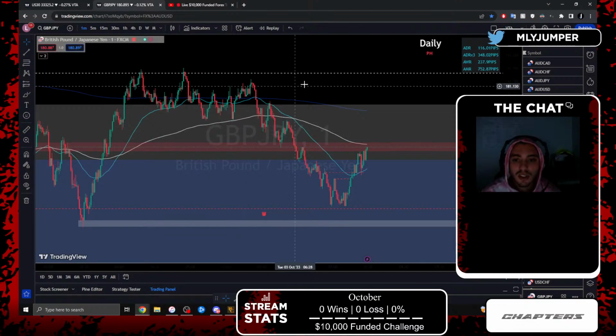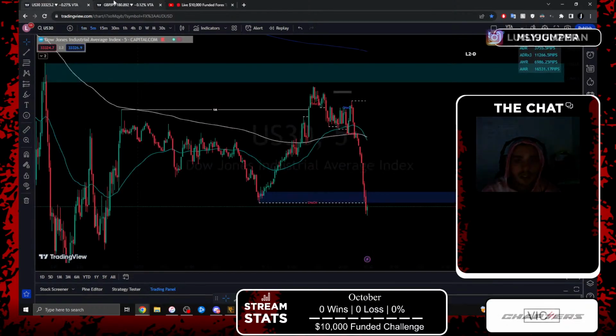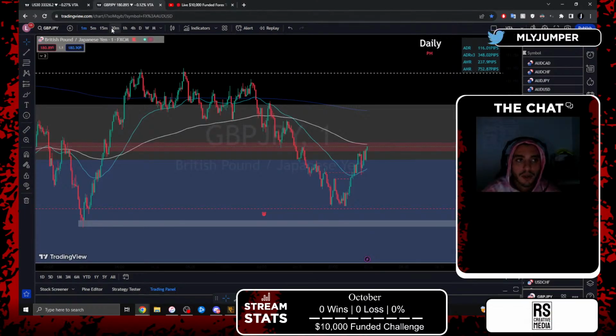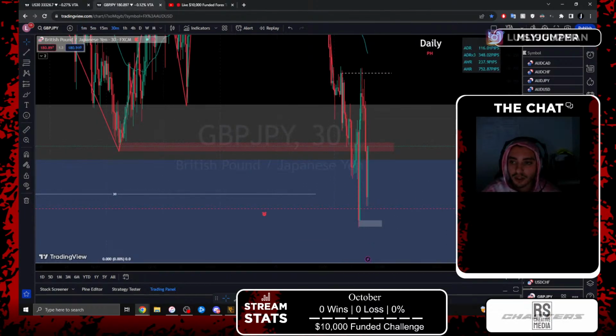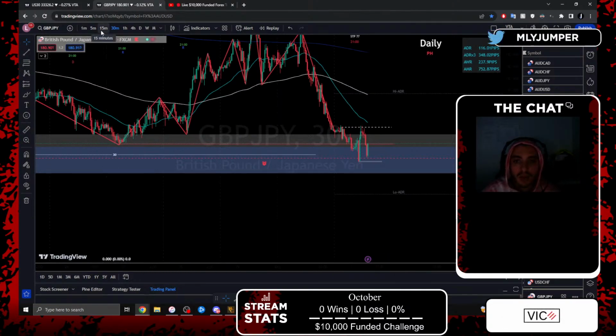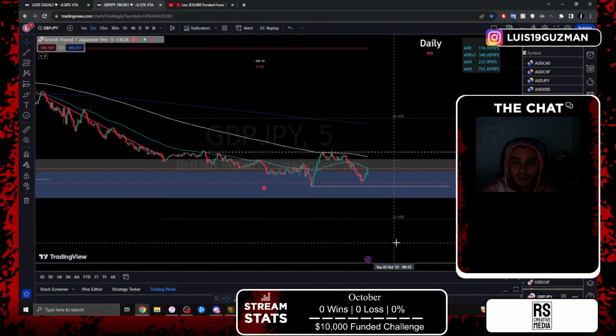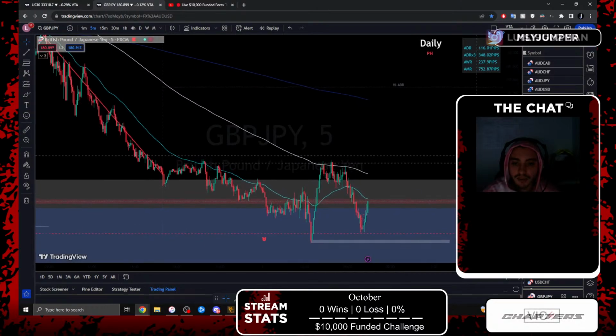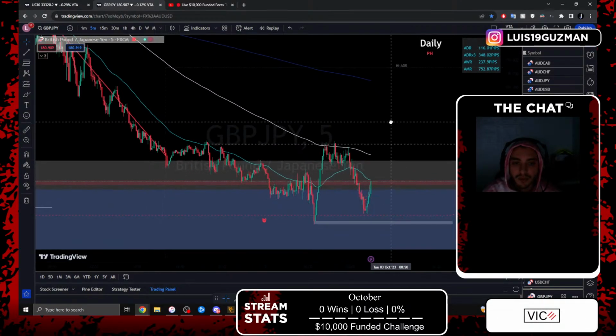Alright, so GJ's looking clean. GJ is doing the same situation as the other pair, right? Where we didn't reach the zone that I wanted to, so we couldn't get that aggressive entry. So now I'm looking for two things. In the 5-minute, I'm looking for a BOS, right?